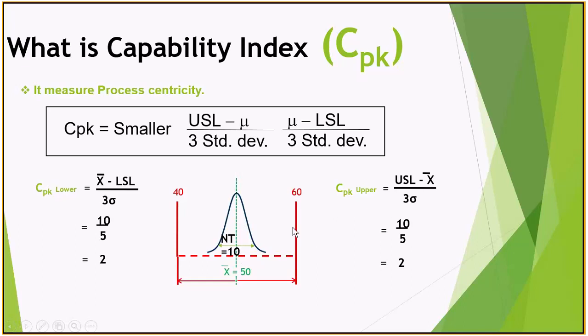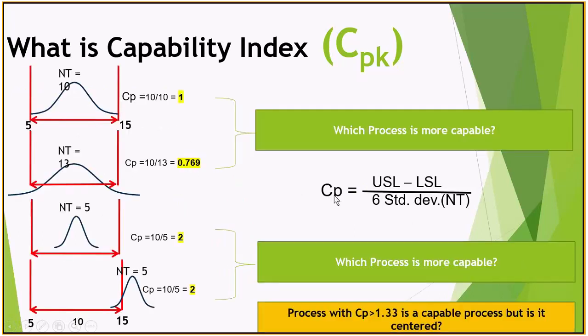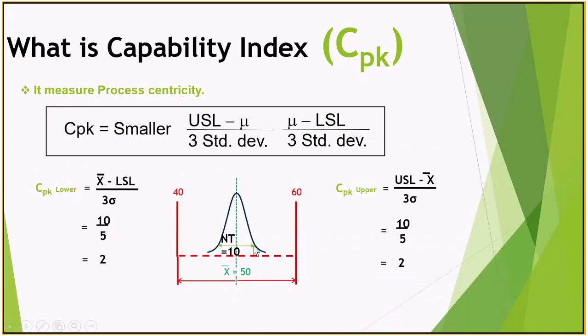Let me show you again. This is your USL. This is your mean. So this area, the difference of this, is divided by the natural tolerance, because it's 3 sigma or 3 standard deviation. In your previous formula, you had 6 standard deviation, and here it is 3 standard deviation, meaning only this difference, or indirectly half of your natural tolerance. So in this case, if your natural tolerance is 10, half of this will be 5, and 5 is equal to 3 sigma or 3 standard deviation, right?